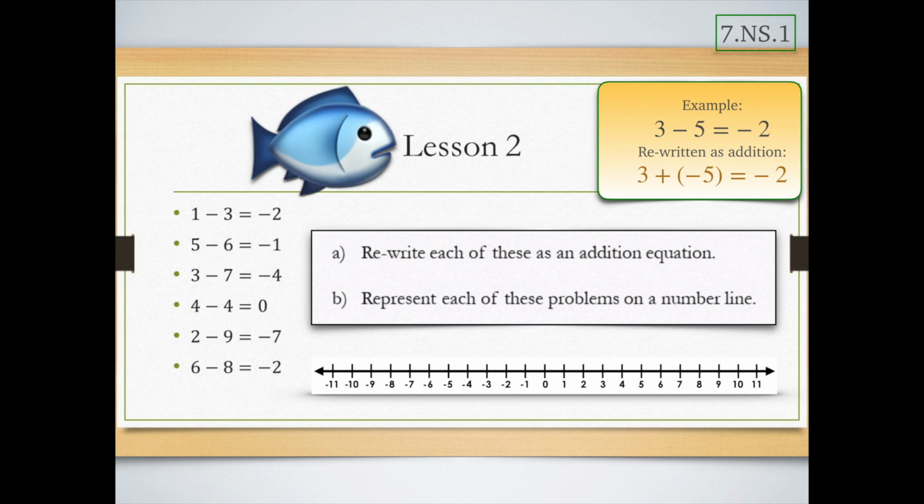1 minus 3 equals negative 2. 5 minus 6 equals negative 1. 3 minus 7 equals negative 4. Rewrite those problems as addition. Write all of those numbers all the way from negative 11 to positive 11, just what you need. So for 1 minus 3, you would make sure 1 and 0 are in the number line, and move back 3 spaces and wind up at negative 2, and so on. So no big deal.